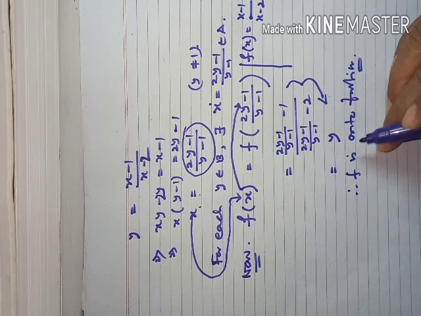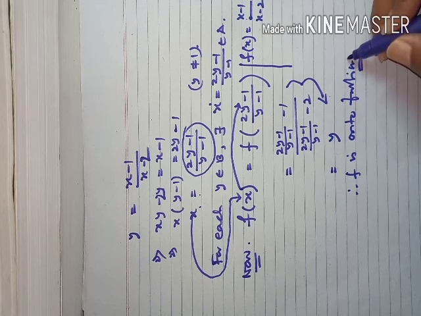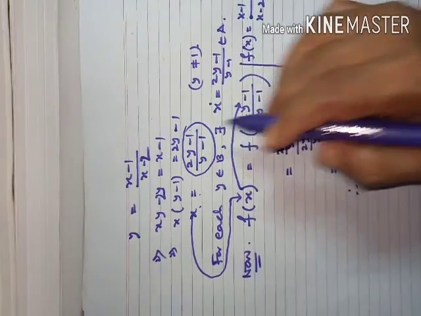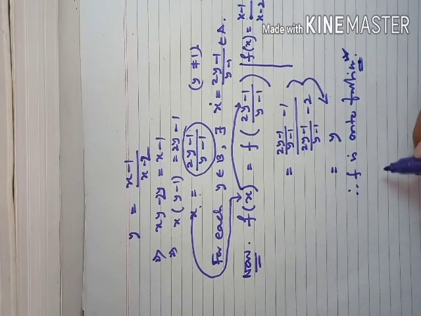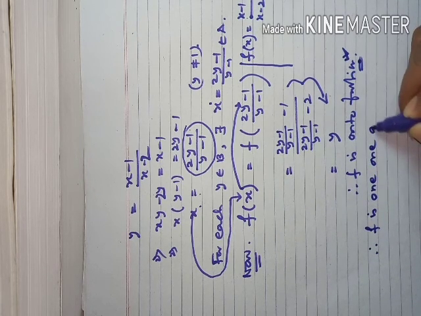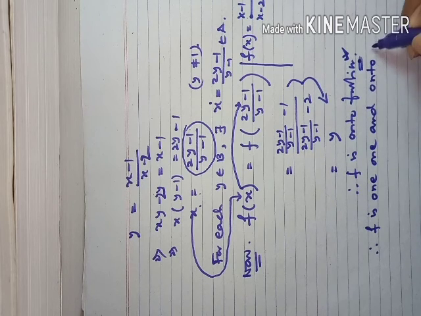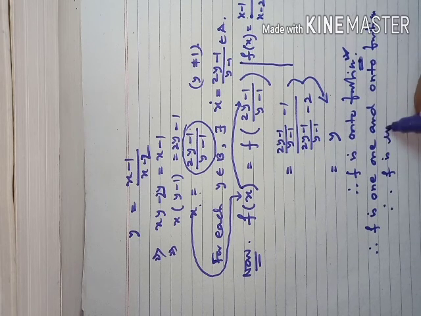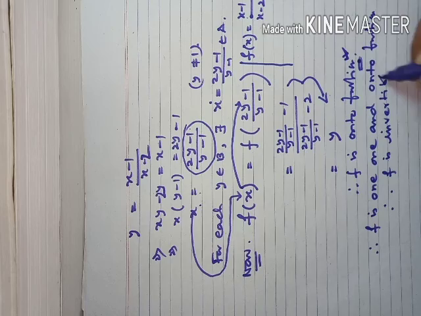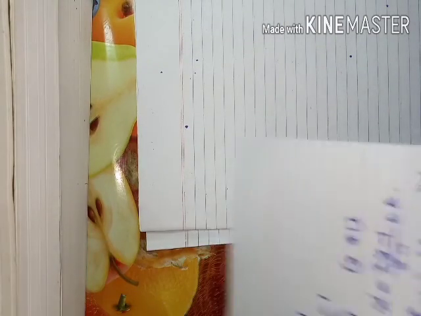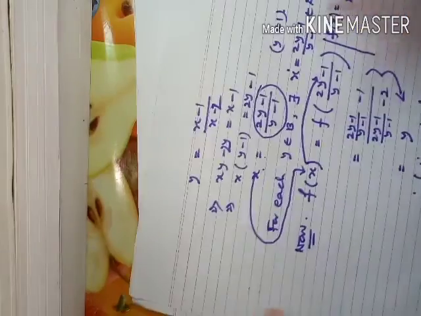My students, in the previous class up to this, we have proved f is one-one, and now onto. So we can say f is an invertible function. Since it's invertible, the inverse exists.